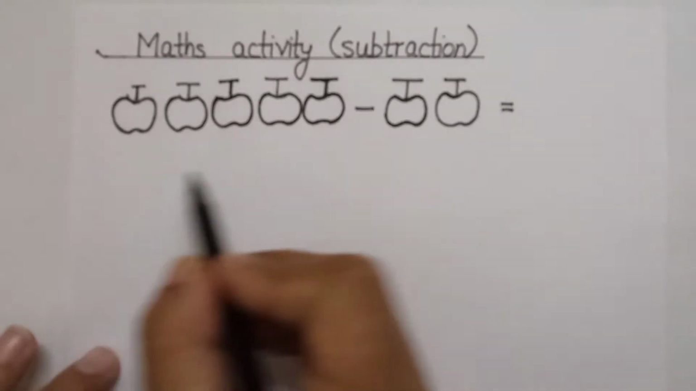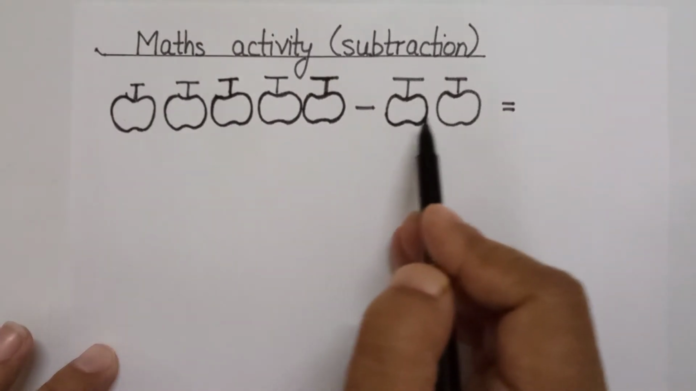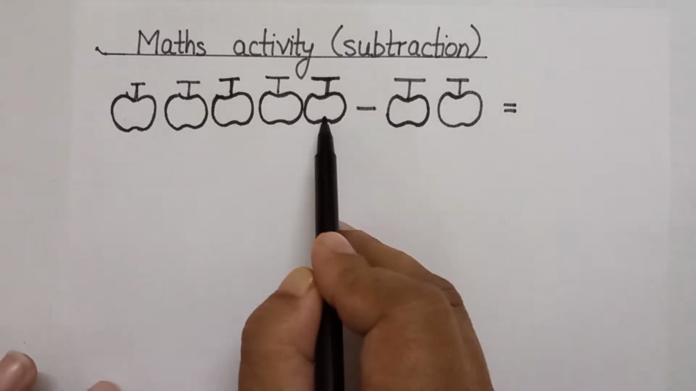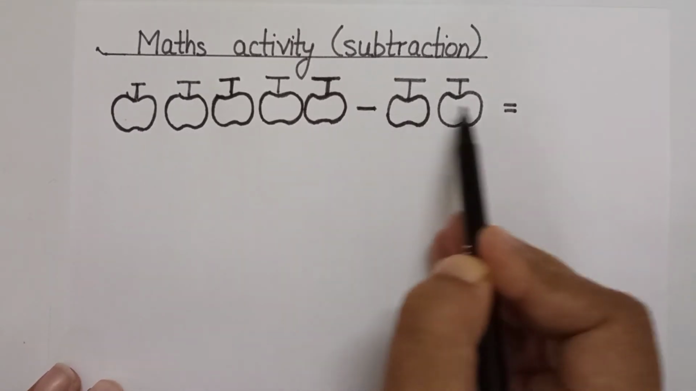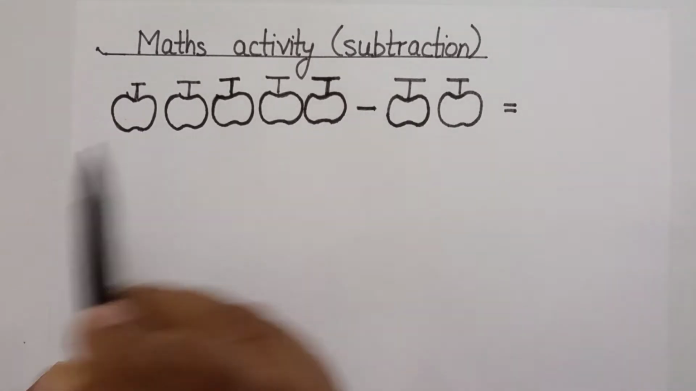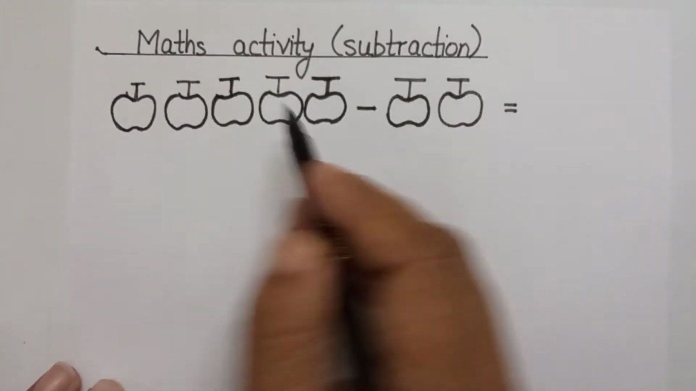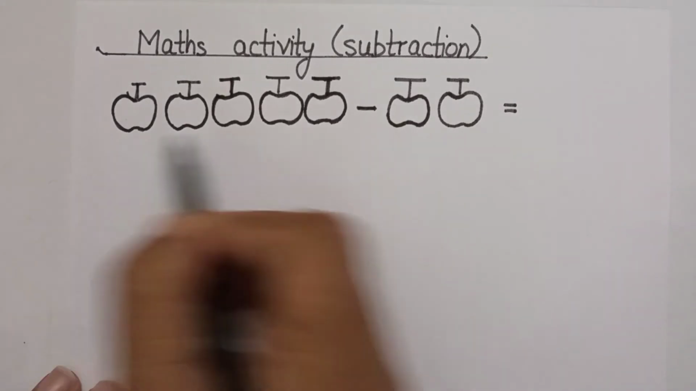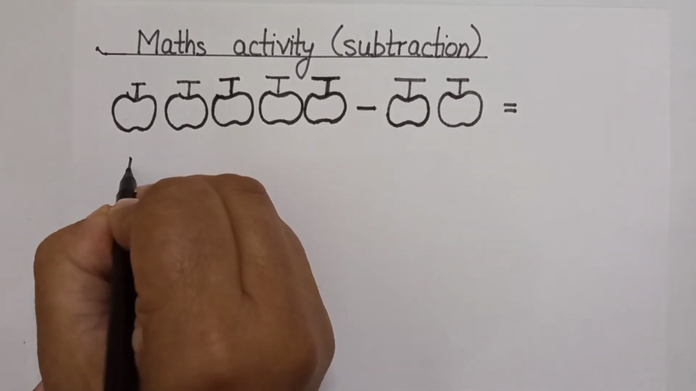So the first one is your apples. Now there are 5 apples, you can tell the child to count 1, 2, 3, 4, 5. From these 5 apples I will take 2 apples from you. So how many apples are left? They will cut 2 apples and count the rest, 1, 2, 3, and they can write the answer. So they will understand the concept of fruits.